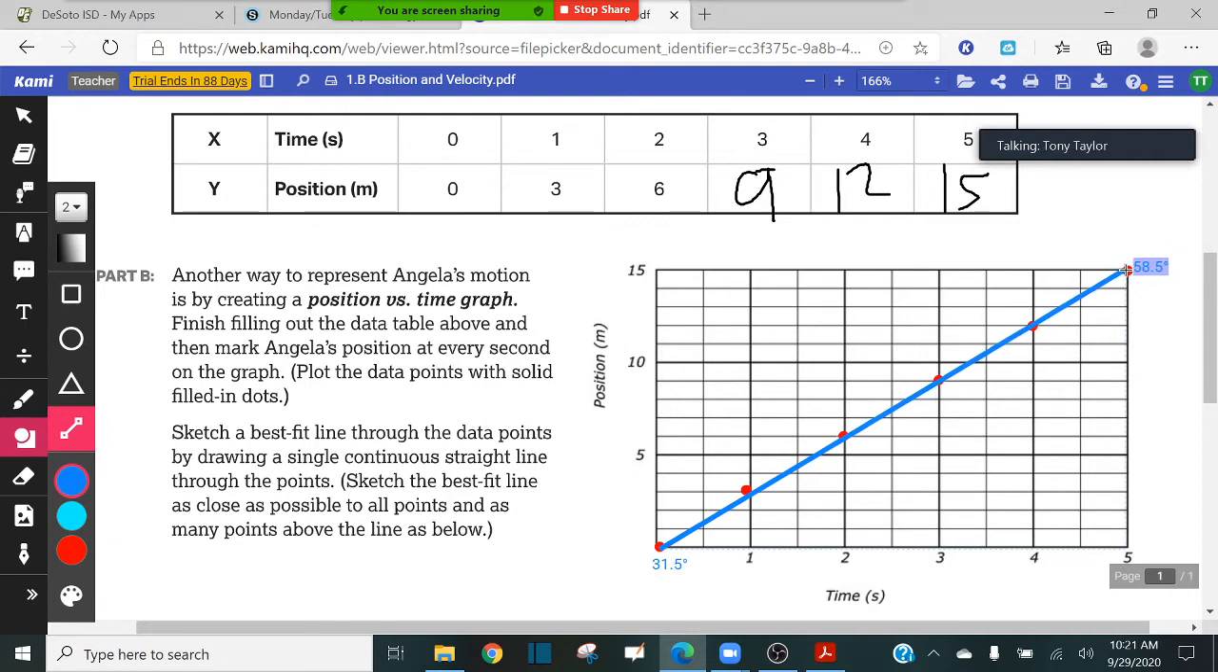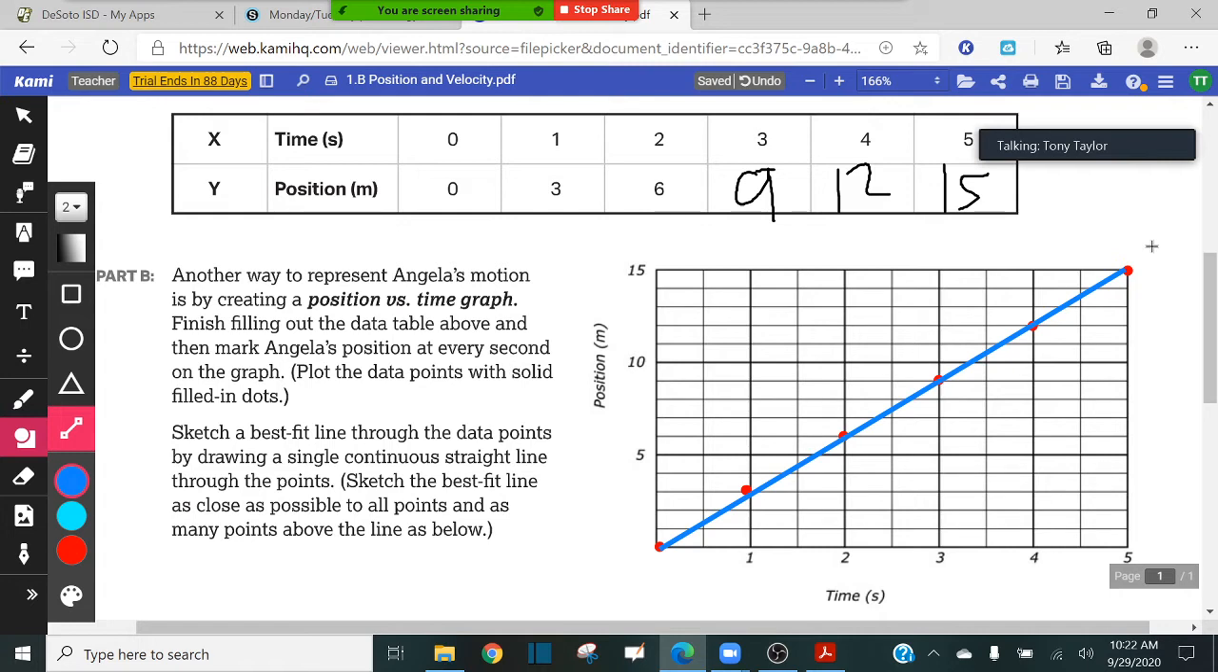So, and your best fit line has to touch the data points as much as possible. Okay, now, guys, we have just completed our first position versus time graph in this course. And I want you guys to notice something here. This line is, for the most part, pretty much a smooth, straight line.